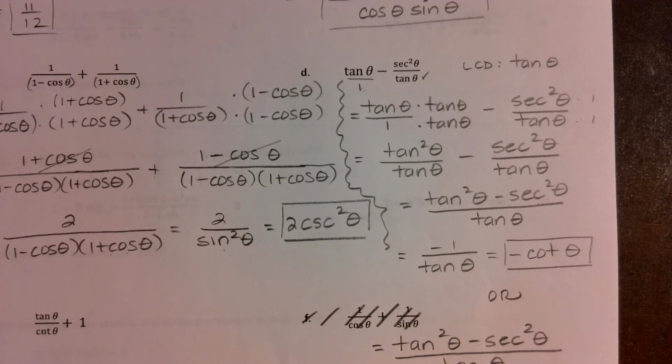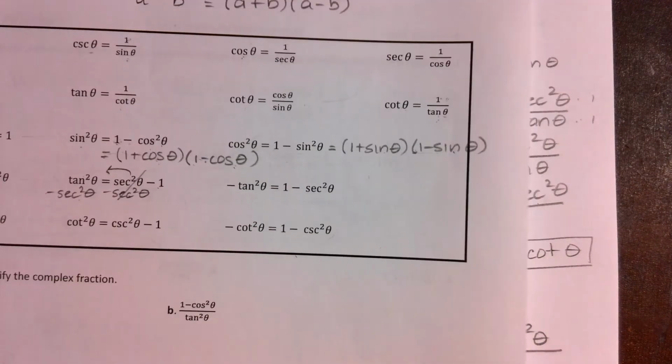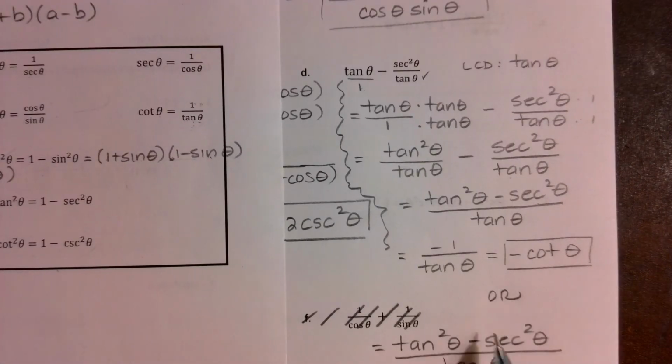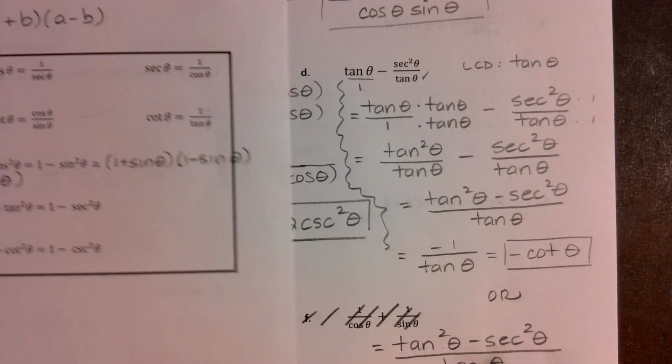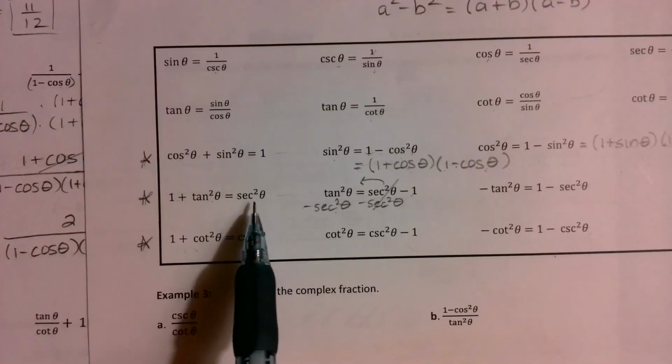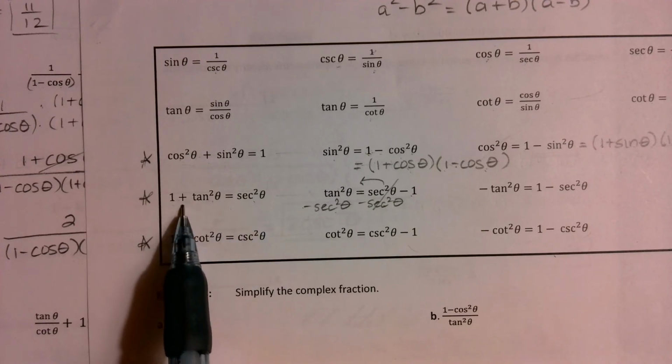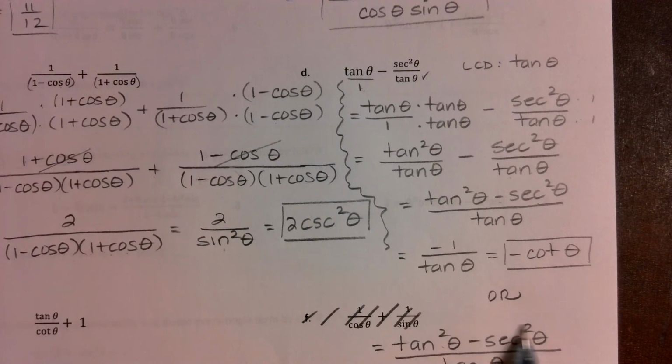Another way students did was they said, well, how about we just replace secant squared theta? Or how about we just replace tangent squared theta? It didn't matter which one they replaced, but let's do secant squared theta. Notice that secant squared theta is the same thing as 1 plus tangent squared theta. So what some students said was, well, let's just replace this one.